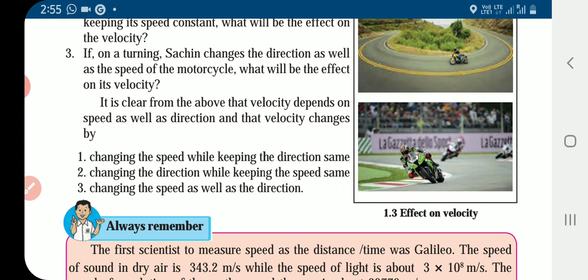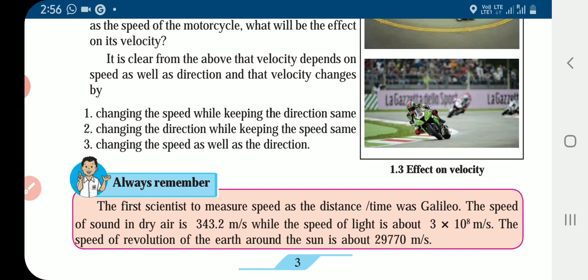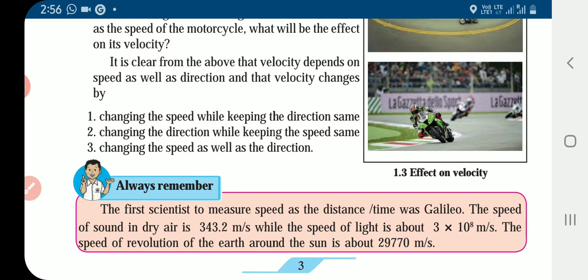So, velocity depends on speed as well as direction. Here are the 3 important points. First, changing the speed while keeping the direction the same. If your direction is the same, then the velocity changes with speed. Second, changing the direction while keeping the speed the same, and third, changing the speed as well as the direction. You can change both speed and direction, and after changing direction you can keep the speed constant. These 3 points are given. What are the effects on velocity? For this, make 3 points.